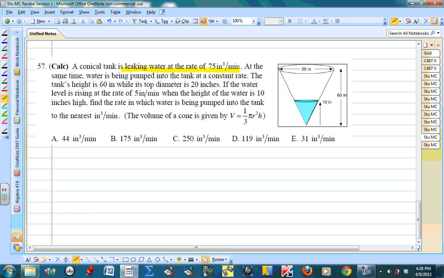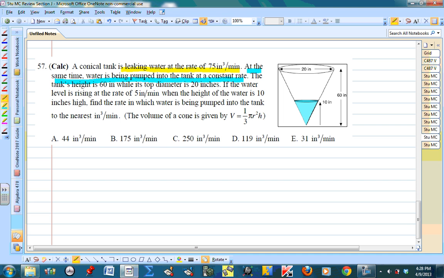Then they say at the same time water is being pumped into the tank at a constant rate. So we don't know at what rate that's happening. And they say the tank's height is 60 inches, while its diameter is 20 inches. That's shown in the diagram. That's going to be important down the road.